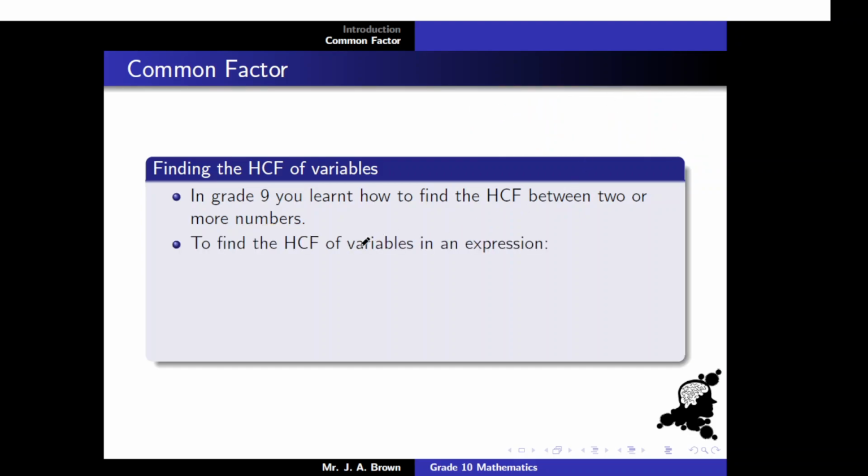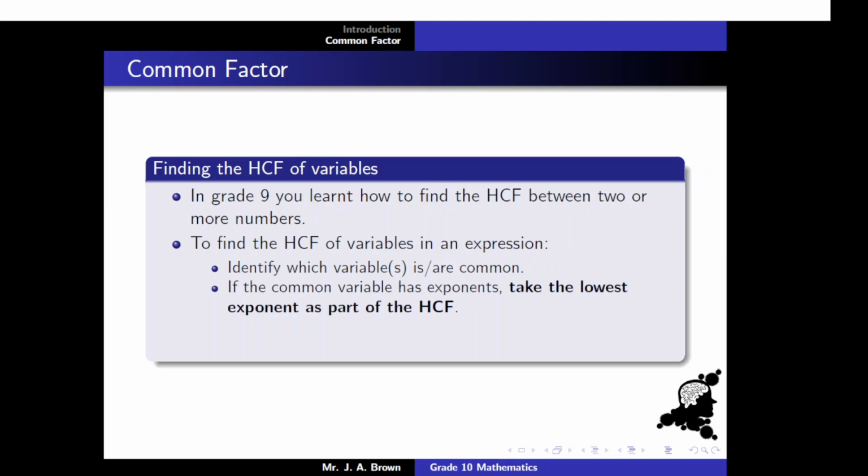So we need to also take note of the fact that you'll be asked to find your HCF in terms of variables. To find the highest common factor of variables, you need to identify which variables are common. So do you have x in every expression? If you do, x is going to be part of the highest common factor. If we have k in every expression, k is going to be part of the highest common factor. Now, if the common variable has exponents, we need to take the lowest exponent as part of the highest common factor. Please take note of this. If it's not making sense right now, we'll have a look at an example shortly to demonstrate what this means.